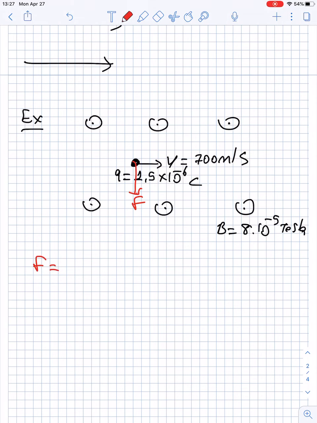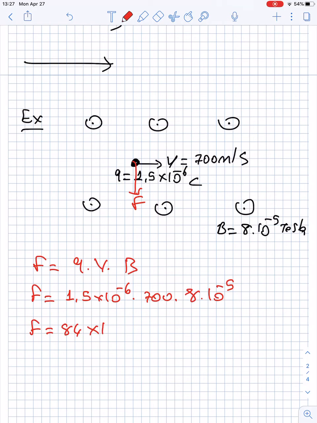And the formula: F is equal to Q multiplied by V multiplied by B. Whatever information I know, I will put into the formula. Q is equal to 1.5 times 10 to the power minus 6. The velocity of the charge is 700 meter per second. And the magnetic field is 8 times 10 to the power minus 5. After calculating, my result is 84 times 10 to the power minus 9, and the unit is Newton.